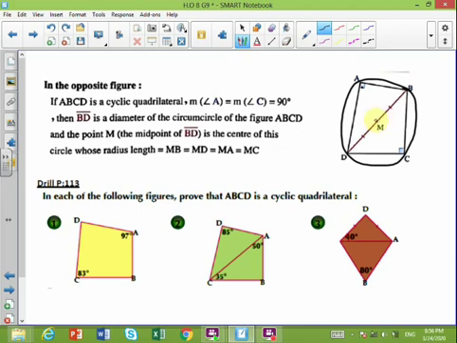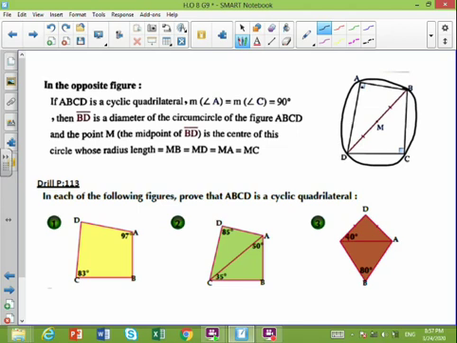The radius: MB is a radius, MD is a radius, MA is a radius, MC is also a radius. So if the two opposite angles are 90 degrees, it means that BD is the diameter of the circumcircle of this figure. In each of the following figures, prove that ABCD is a cyclic quadrilateral. I want to prove that it is cyclic, using one of the previous things we said.